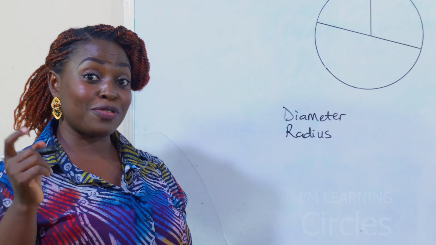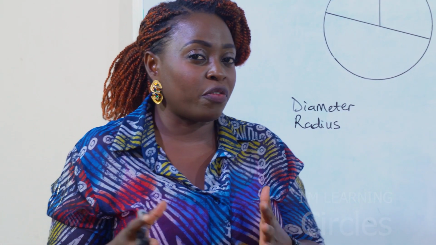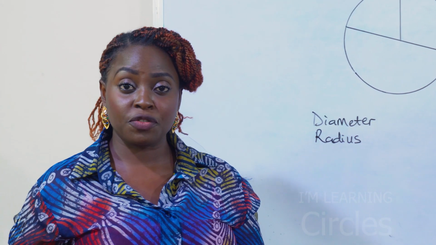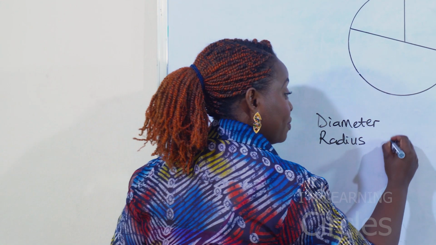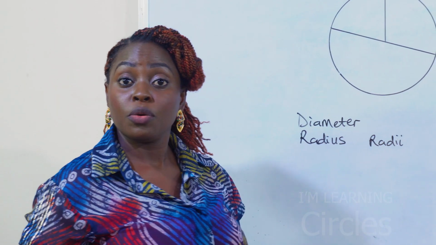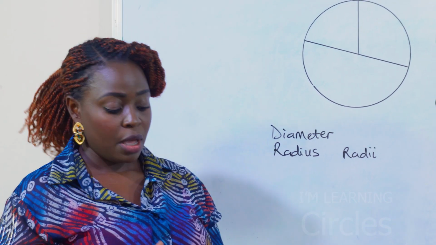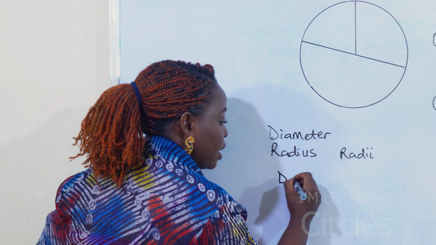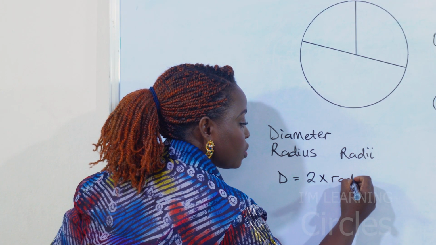Now, there's something that's also very important to note. The radius is always half of the diameter. That means 2 radii would give you a diameter. The plural of radius is radii. 2 radii will give you 1 diameter. And so, diameter is equal to 2 times the radius.